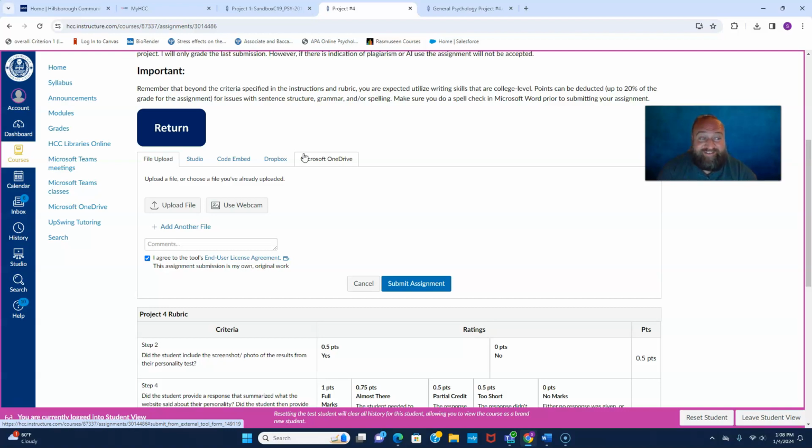But if you don't and you submit that and I go to grade it and I see that there was AI used or I see that there's plagiarism or anything like that, you're going to get a 0 for the assignment. So that's why it's really important for you to go in and double check that.